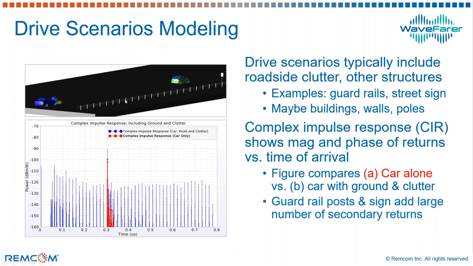In this case, it's from corner reflector effects that we see in each of these guardrail posts. And of course, a reflection from this sign. So all of these different elements combine together to give us the total view of what's going on in the scene and how fields are propagating and scattering.